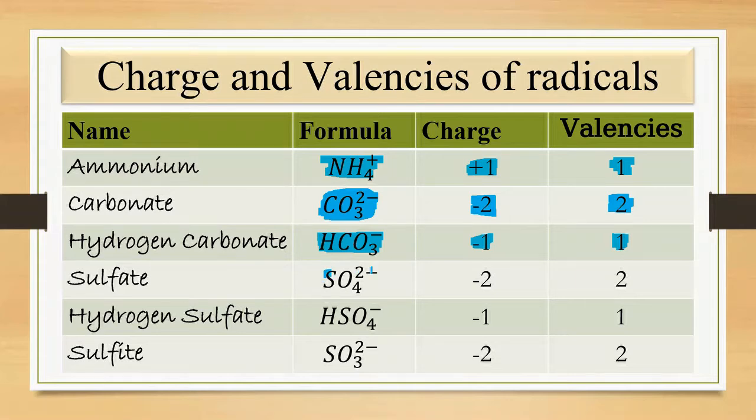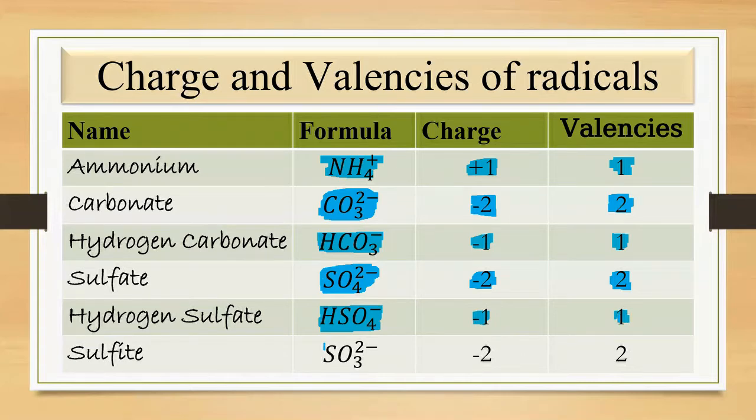Sulfate, SO4 2 minus, for example copper sulfate, CuSO4, zinc sulfate, ZnSO4. The charge of sulfate ion is -2, valency is 2. Hydrogen sulfate: when sulfate combines with a hydrogen atom, then hydrogen sulfate is produced. So the charge of hydrogen sulfate is -1 and the valency is 1.